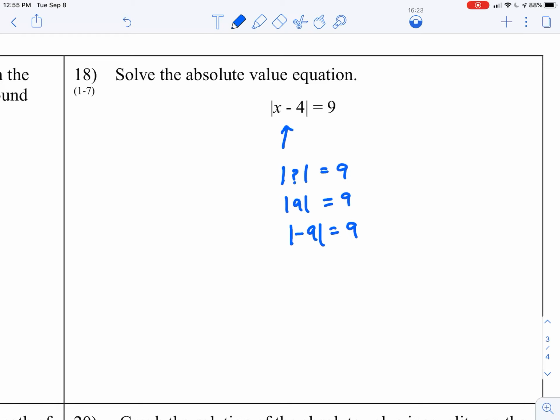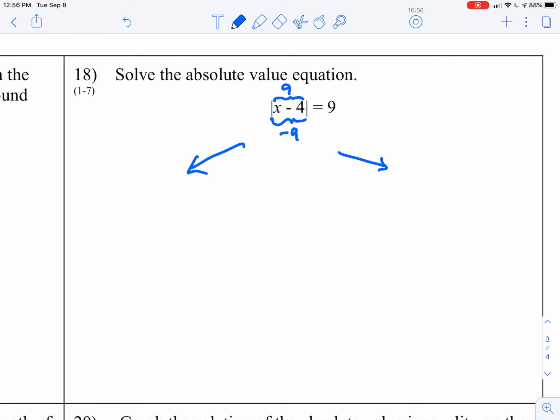Because remember, absolute value simply means the distance away from 0. So a negative 9 is the same distance from 0 as a positive 9 is. They're both 9 steps away from 0. So your absolute value on the inside can be a negative or a positive. In that case, this has to equal either 9 or negative 9. So I'm going to make two little mini equations and pull them outside here, one here and one over here.